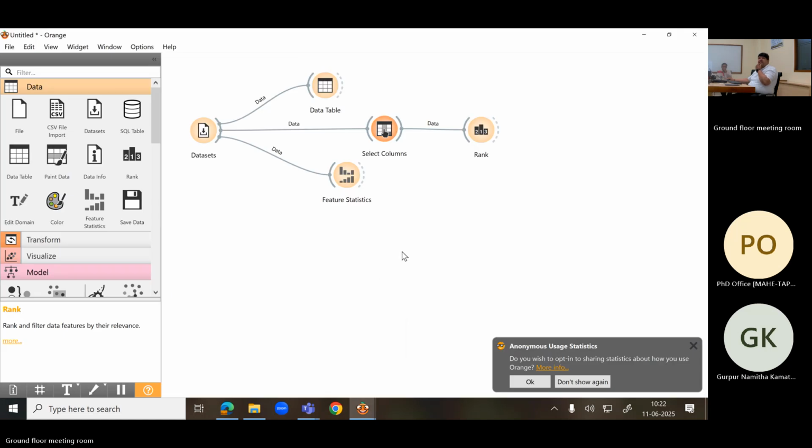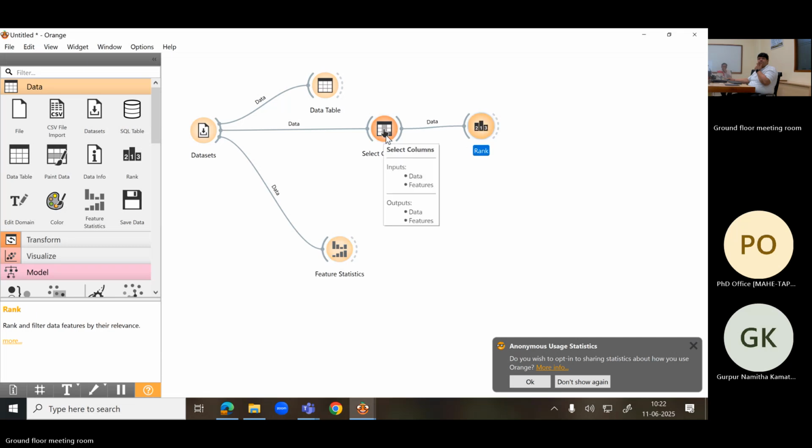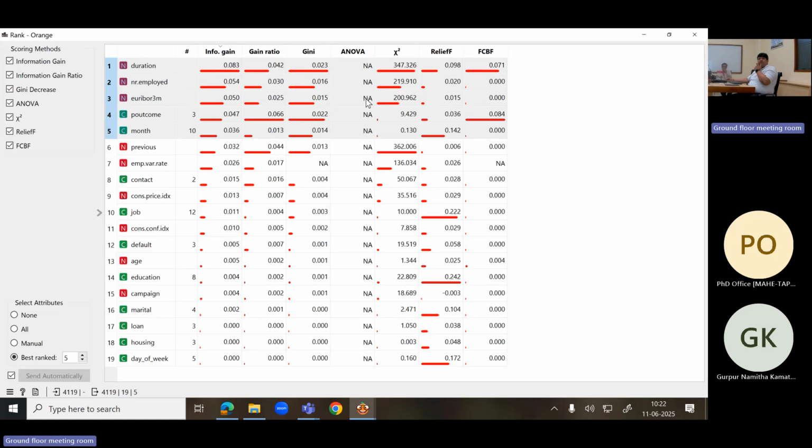Okay. Let's handle this one by one. What we do is, yeah. So we got this duration as one of the things. So important variables. Right. Okay. Then what is NR dot employed?